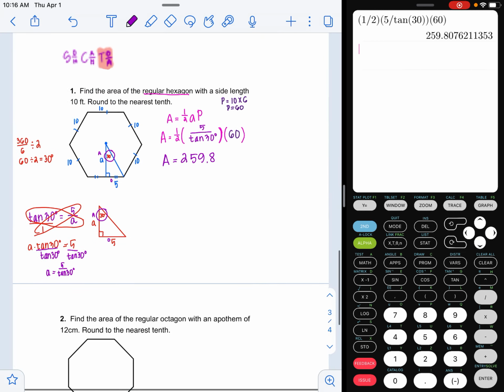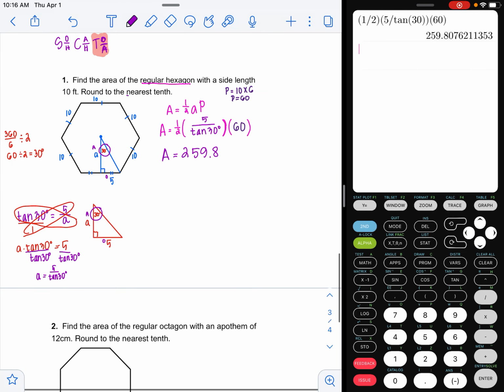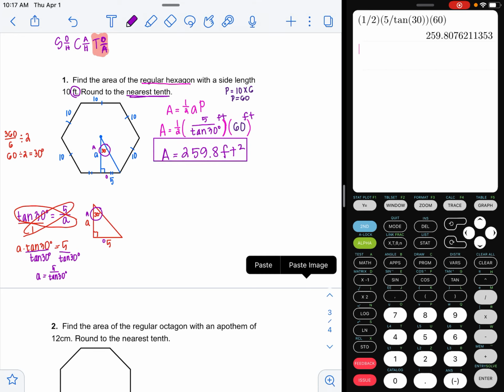And I need my unit. Now you might be saying, why did you round to the nearest tenth? Because it said so. So 0.8, that's why I used it. And then my unit was feet. Since this is an area, and this is a foot, and this is a foot, feet times feet is feet squared. And there's my answer.